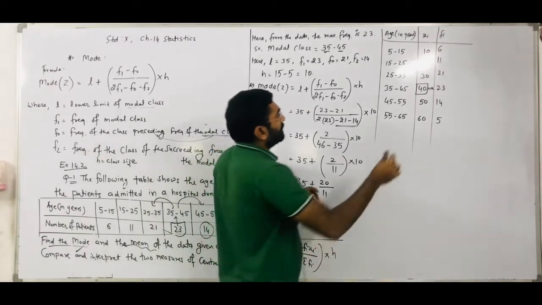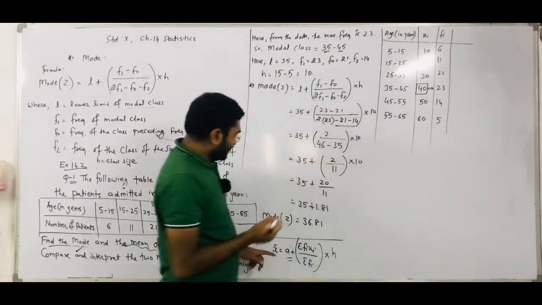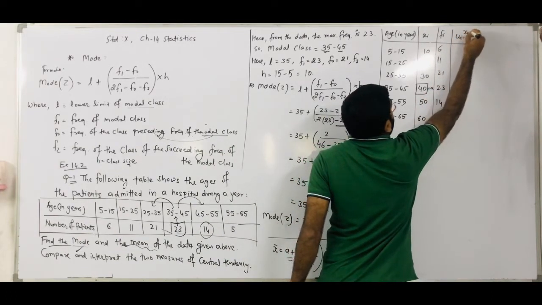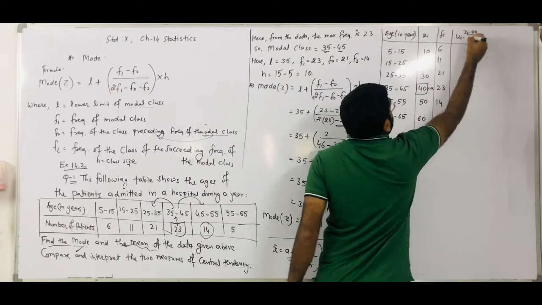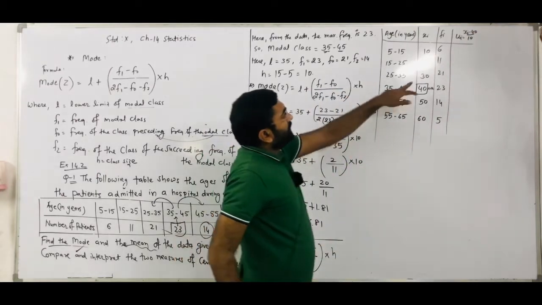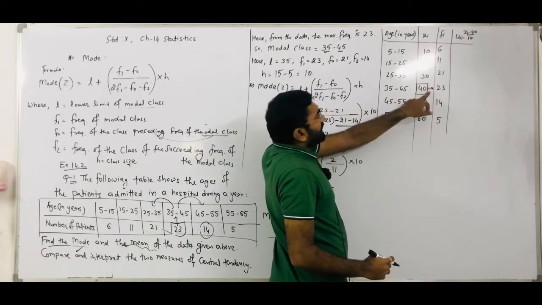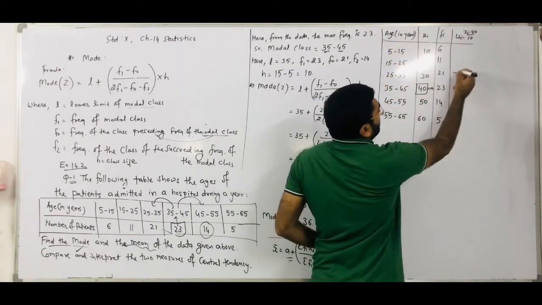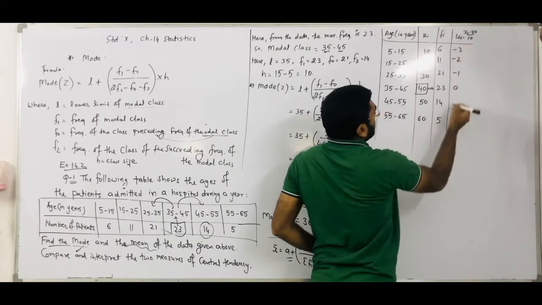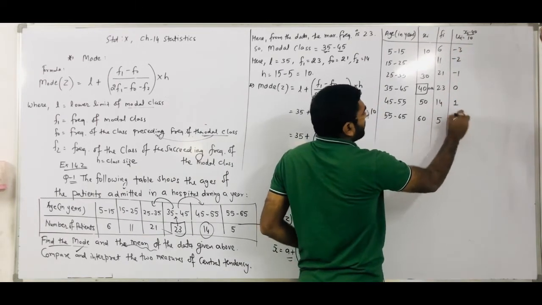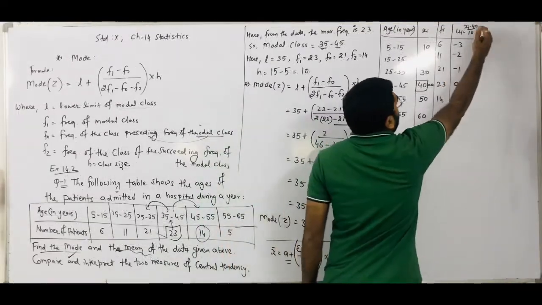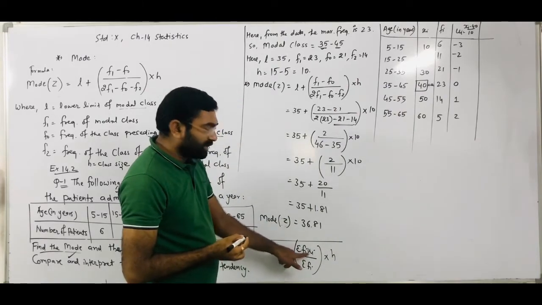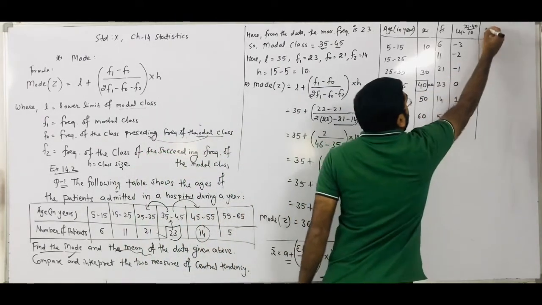Right? So next column we require is the ui column, and in the ui column there is xi minus a, divided by h, means 10. Right? Now in the ui column, for the class whose value we assume as a, its ui value is 0. In upper classes we write the negative values minus 1, minus 2, minus 3. In lower classes of the 0 there are positive values 1, and so on. Next we require the fi ui column, for the summation of fi ui in the equation.